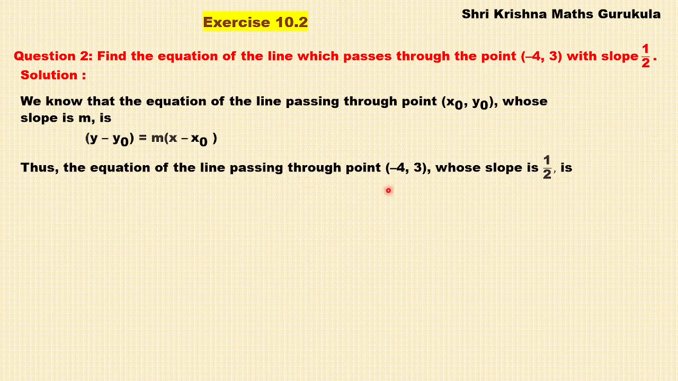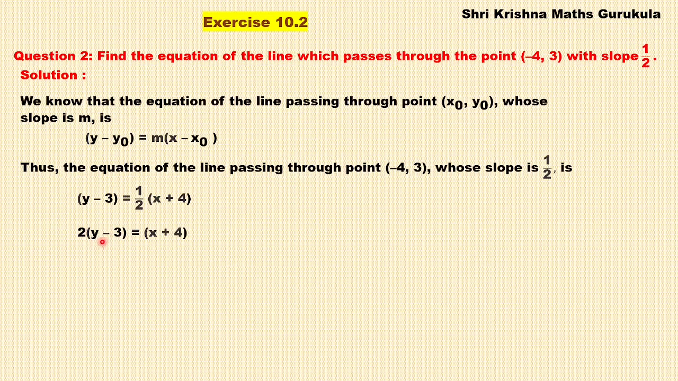So the equation of the line passing through this point with this slope is, we are substituting for x naught and y naught from this point. Here x and y are the arbitrary points. So y minus y naught, y minus 3 is equal to half into x minus x naught, which would be x plus 4. Now we will cross multiply.